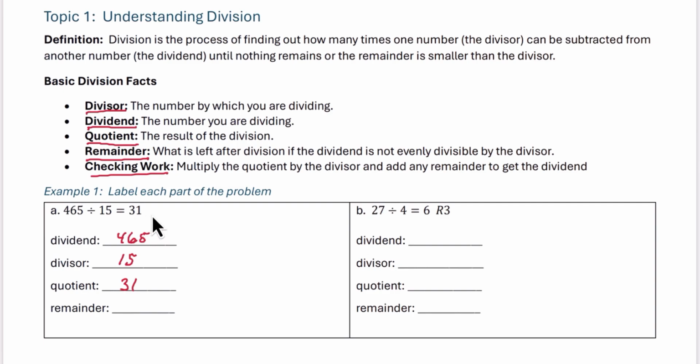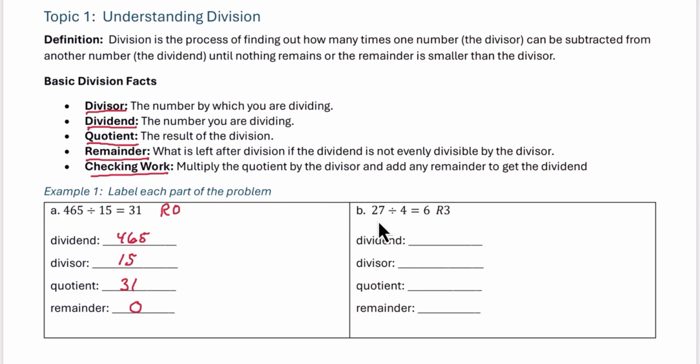And notice we don't see anything after 31, so we can think of that as a remainder of 0. We don't have a remainder this time. Recall that division is really repeated subtraction. We could take 465 and subtract 15, and if we did that 31 times, we would end up with 0.